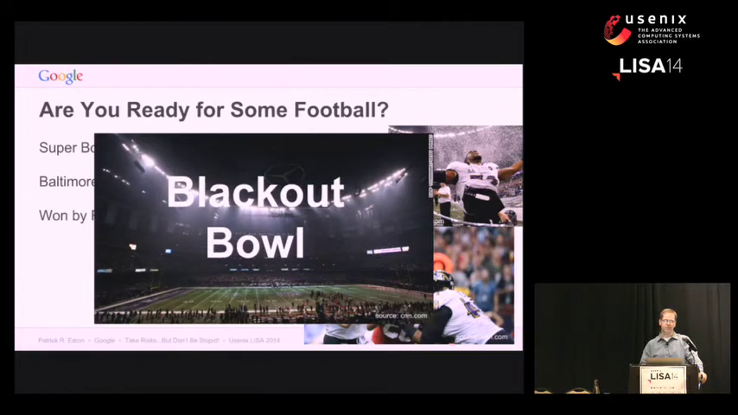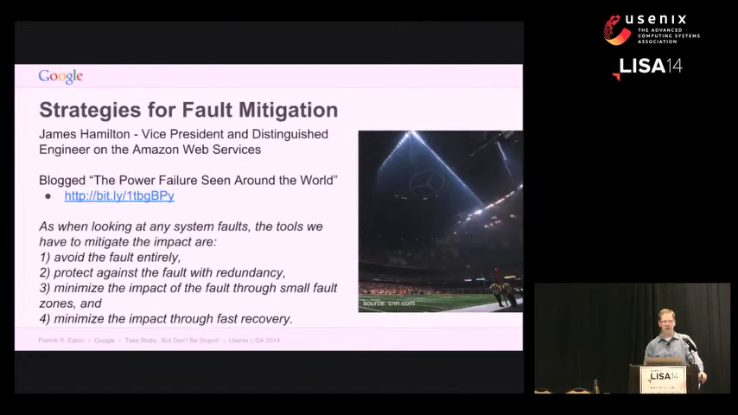Another thing this did, though, is this pushed the topic of large engineering failures back into the media cycle for a little bit. It also caught the attention of James Hamilton. James Hamilton is the Vice President and Distinguished Engineer of Amazon Web Services.